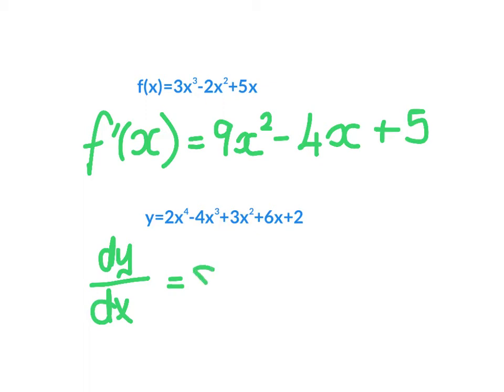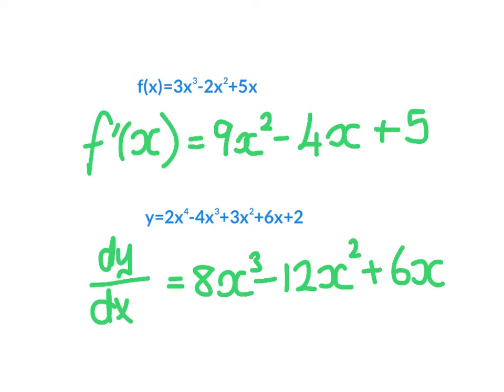4 times 2 is 8. Reduce the power by 1, it's 8x cubed. 3 times negative 4 is negative 12x. Reduce the power by 1, squared. 2 times 3 is 6. Reduce the power by 1 is 1. 6 times 1 is 6. Reduce the power by 1 is 0. The 2 just disappears because remember it's x to the power of 0, multiply by 0 makes it 0.